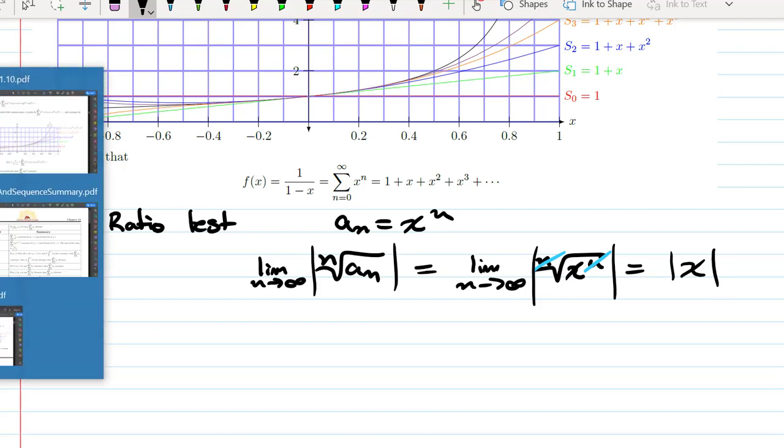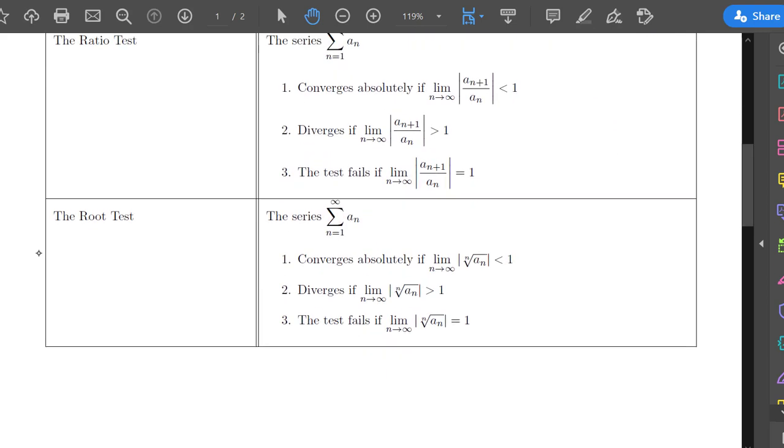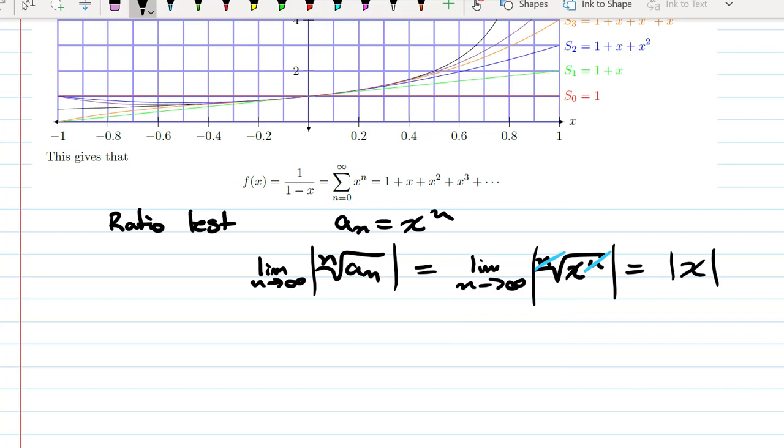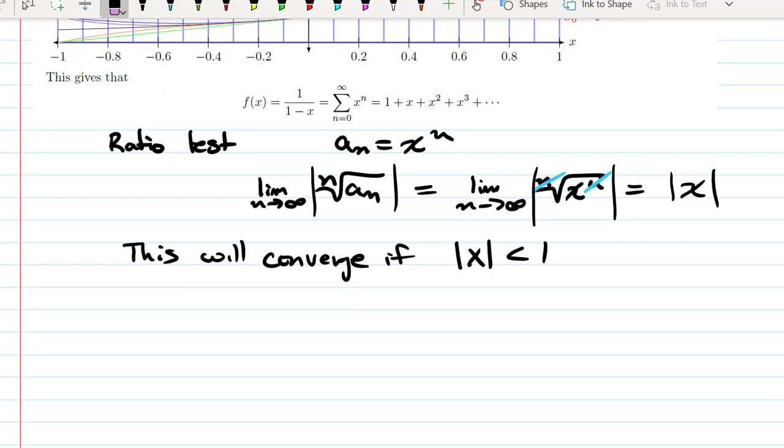And from the root test, we know that a series converges absolutely if the limit is less than 1. So that is, this will converge if the absolute value of x is less than 1, which is what was claimed up here. So that is as a result of this, and I said ratio test. I really meant root test.